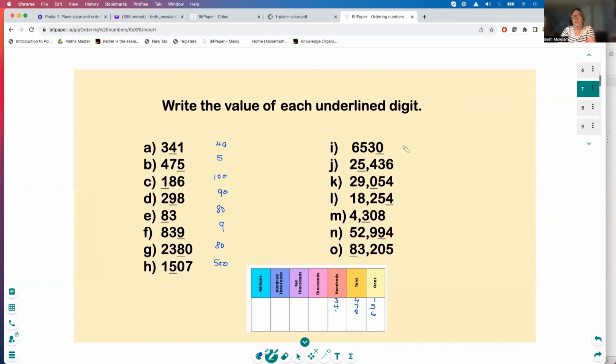Going up to part I now. The 0 is in the units, so that's going to represent 0 units. So it is just 0. On part J, starting to get a bit tougher. So remember, if you need to, fill it in the table. Look at which place you've written the number in. So the 5 is in the thousands. So it would be 5,000.